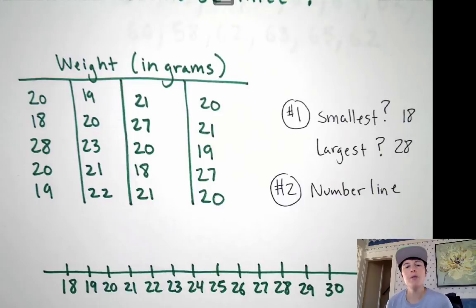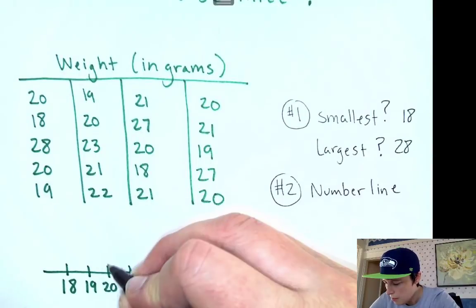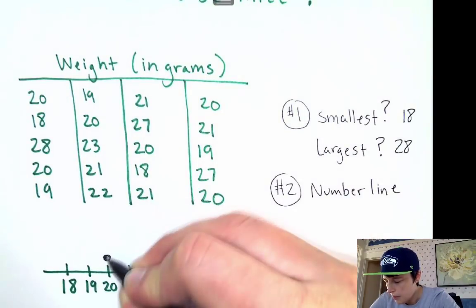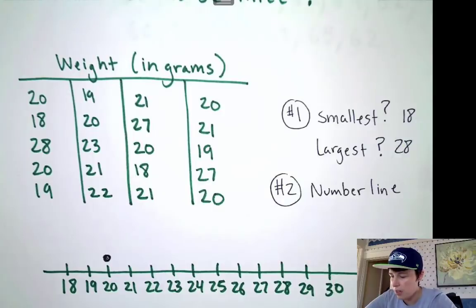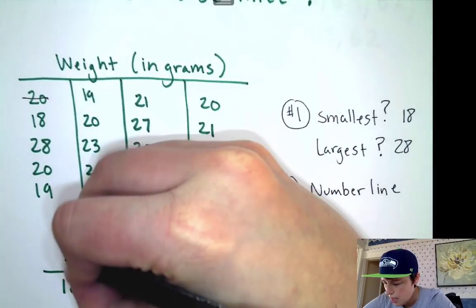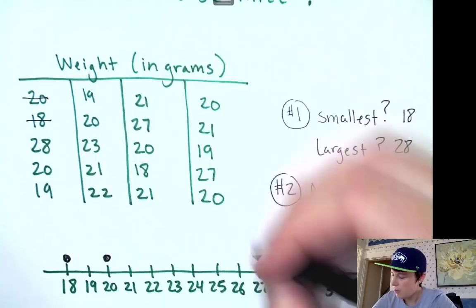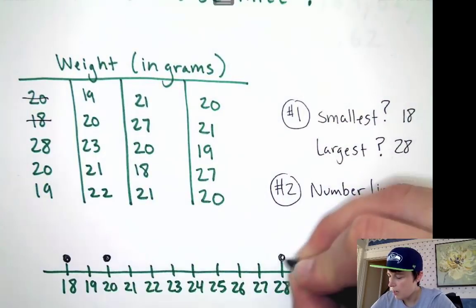And then here's what we do with our number line. We're going to put a little dot, that's what's called a dot plot, wherever there was a mouse that weighed that much. Here's what I mean. If I had a mouse that was 20, then I'm going to go find 20 and put a dot right above it. That's one mouse. I'm going to cross it out in my table now and go to my next number. If I had a mouse that was 18, I'm going to put a dot at 18. If I had a mouse that was 28, I'm going to go way out to 28 and put a dot.